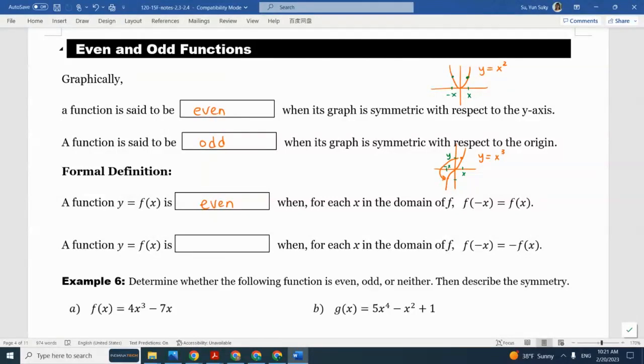Can you see here? This point you rotate 180 degrees. But this here and here, same distance. But this point is below the x-axis. That's why this is negative. So this is negative y.